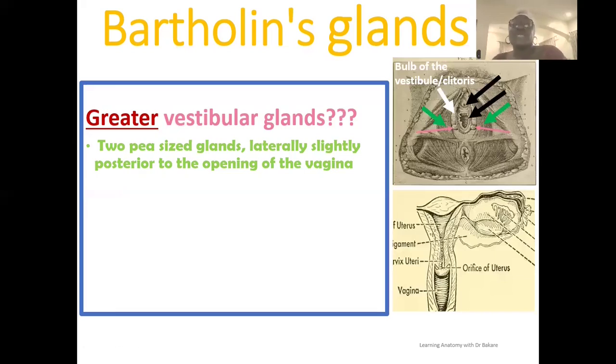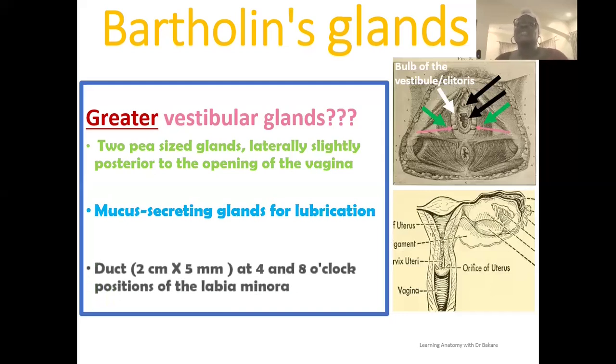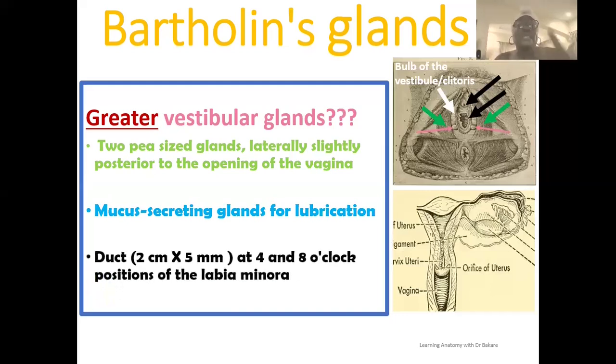In case we come across this during our practical examination, we should know that the bulb of the vestibule or the clitoris is seen to be positioned anteriorly to the Bartholin's gland or the greater vestibular gland. This gland is a mucus secreting gland that allows for the lubrication of the mucosal wall of the vaginal canal. And how it does this is by releasing its content or its secretion through its duct. So this Bartholin's gland is seen to have a duct through which it releases its secretion into the cavity or the lumen of the vaginal canal.